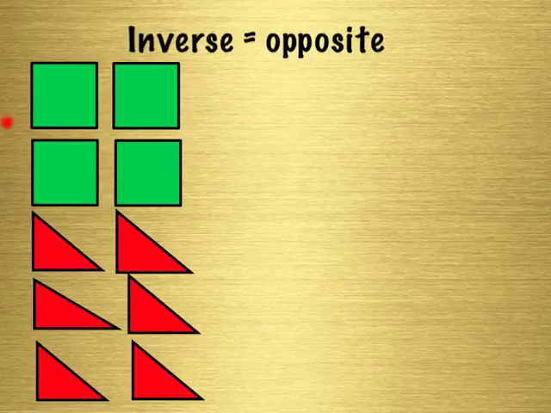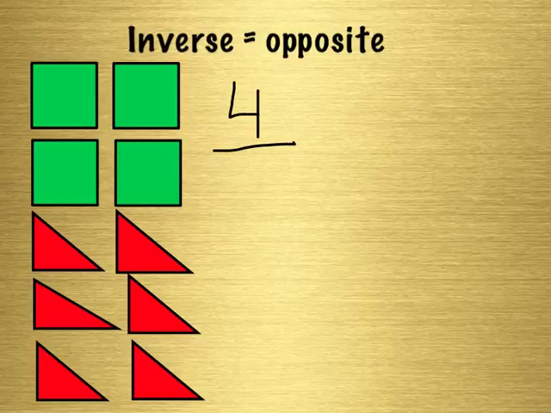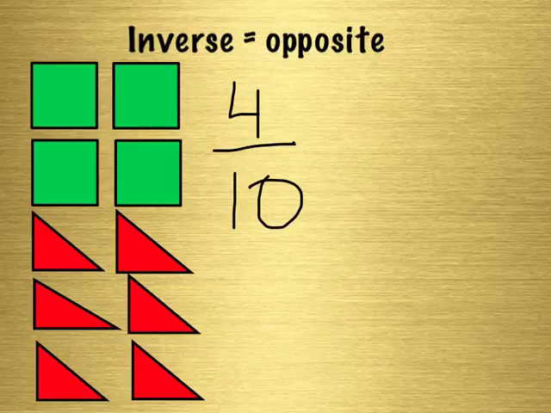Obviously, we would take the favorable outcome, which in this case is the squares, which would be 4, and we would put it over the total possible outcomes. And there are 1, 2, 3, 4, 5, 6, 7, 8, 9, 10 shapes, so there are 10 possible outcomes. The probability of drawing a square would be 4 out of 10.